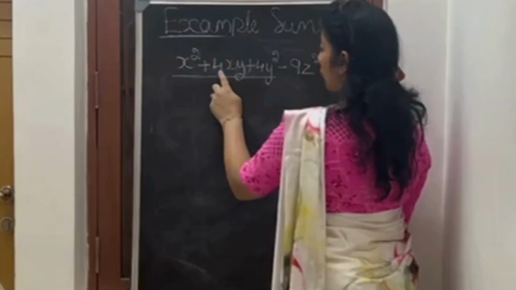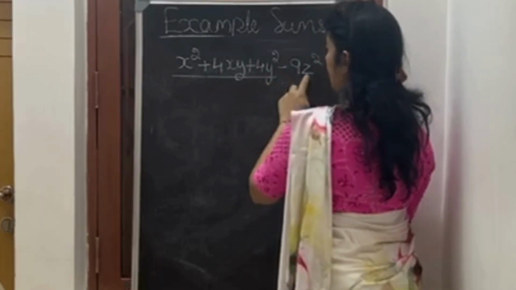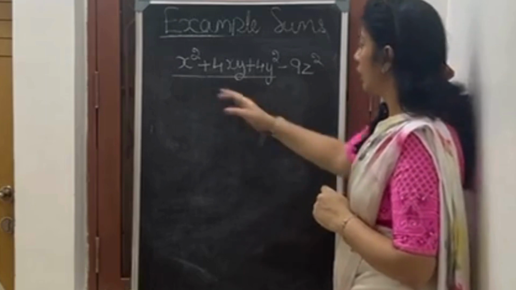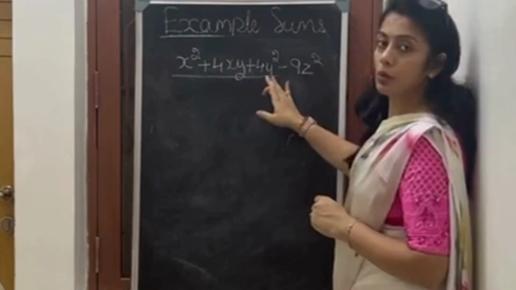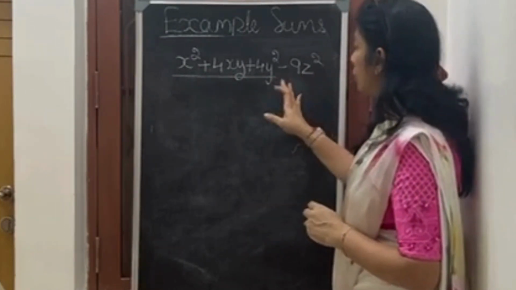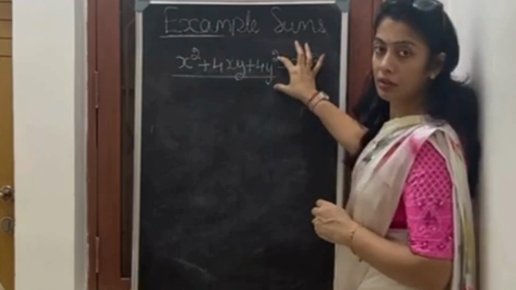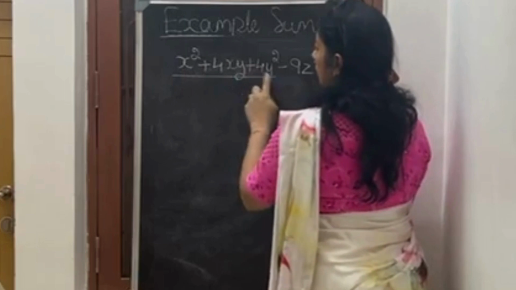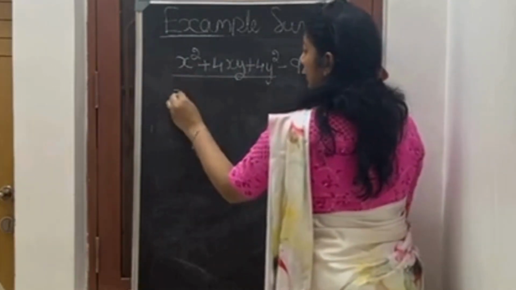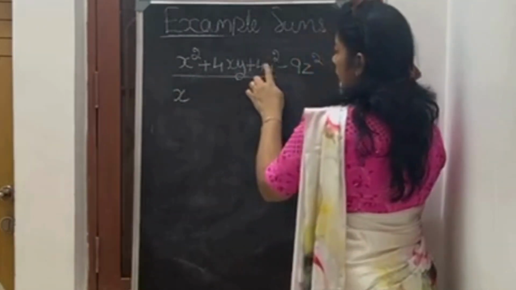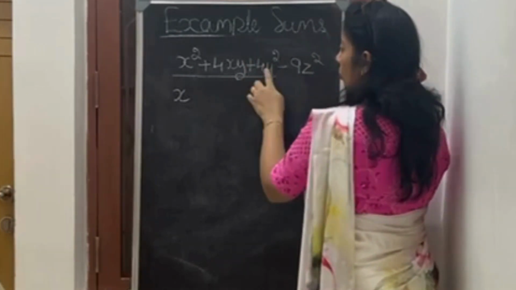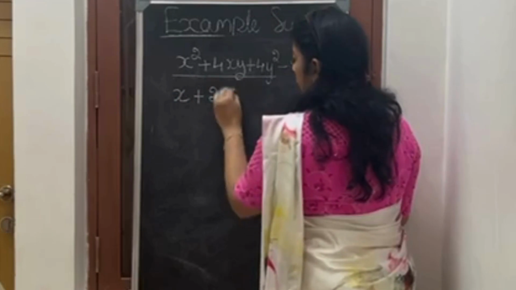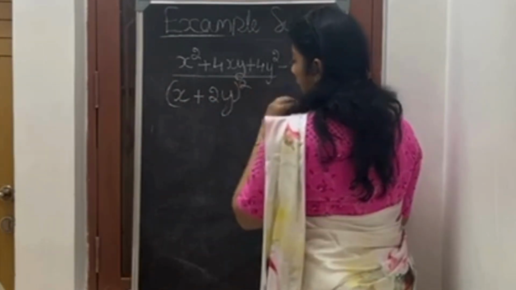Next: x squared plus 4xy plus 4y squared minus 9z squared. Now how will I do this? This is a polynomial question. This is a square, this is a square, and this is also a square. So first I have taken the first 3 terms, that is a trinomial. Now this trinomial, if I see, this is x squared, so I'll take it as x. This is 4y squared, so I'll take it as 2 into y, plus 2y.